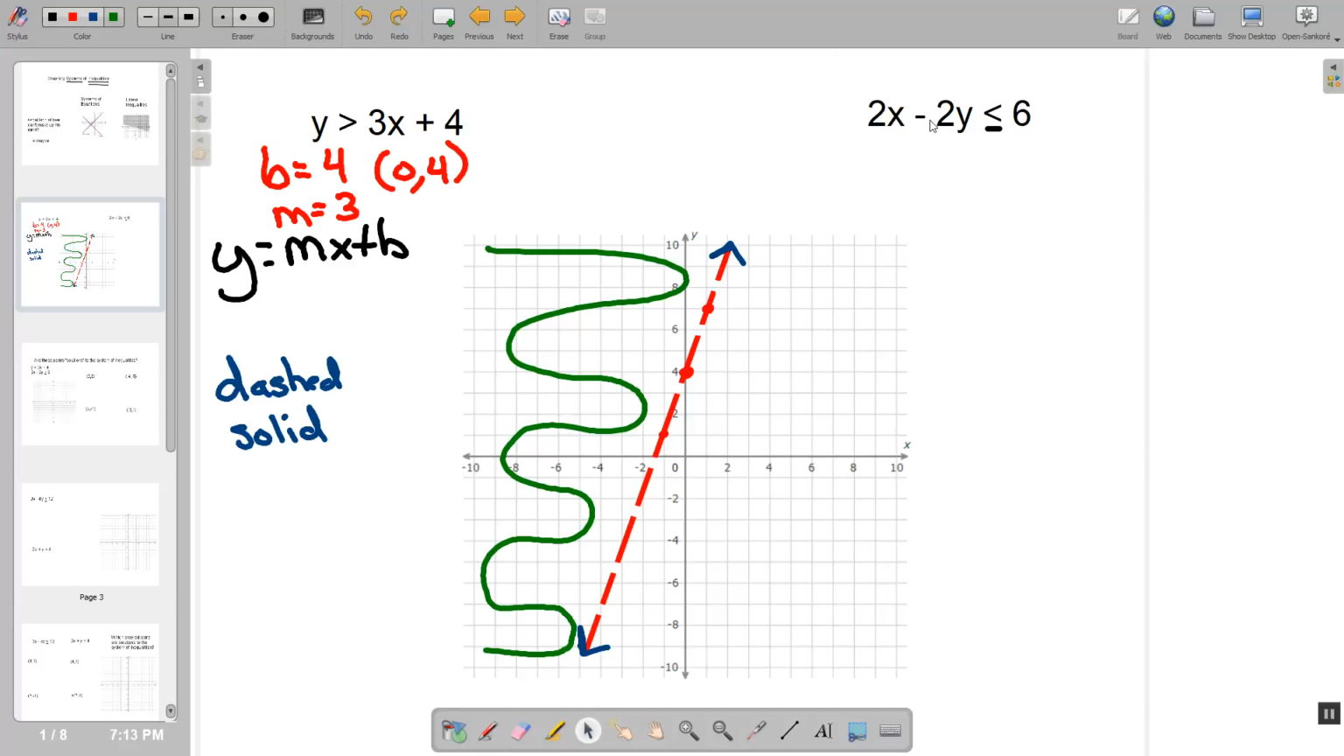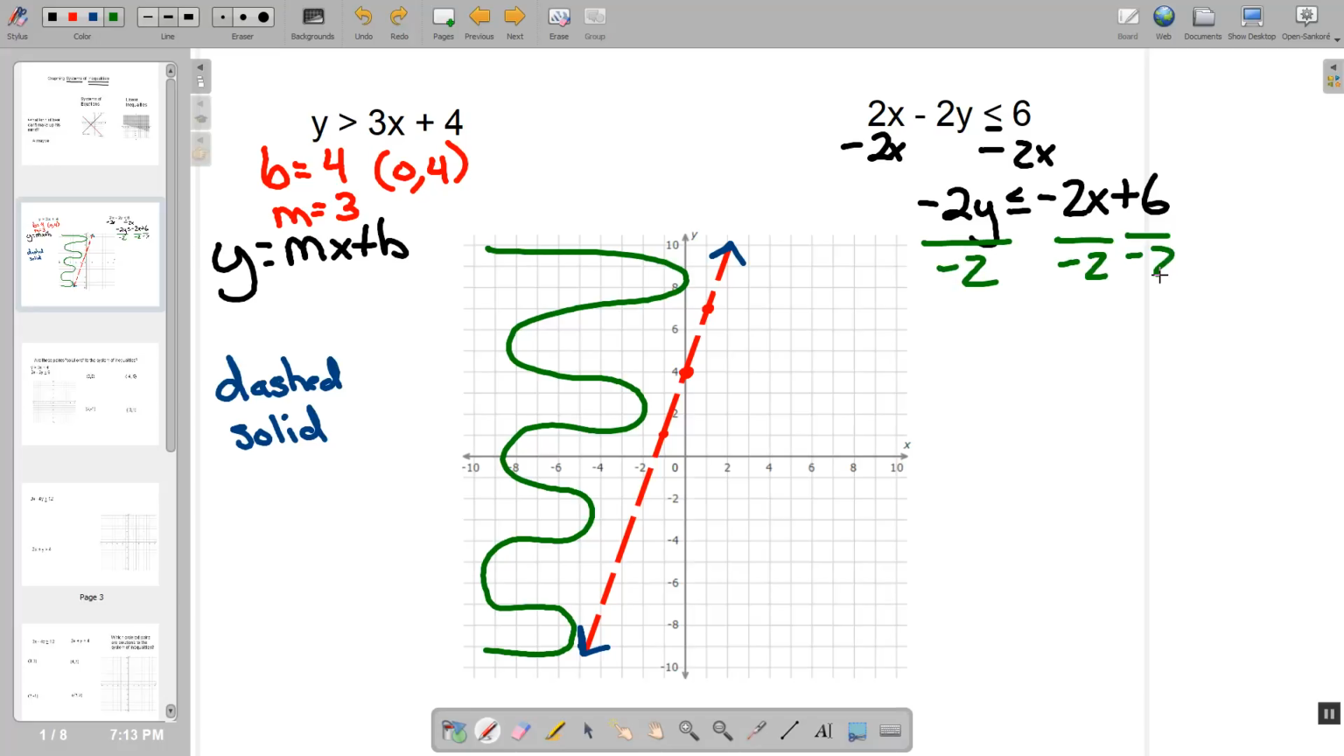We have 2x minus 2y is less than or equal to 6. In order to graph this using the slope-intercept shortcut, we need to get y by itself. So we get negative 2y is less than or equal to negative 2x plus 6. And once again, if you haven't seen this or don't remember this, make sure you come talk to me. From here, we need to divide by negative 2 on everything.